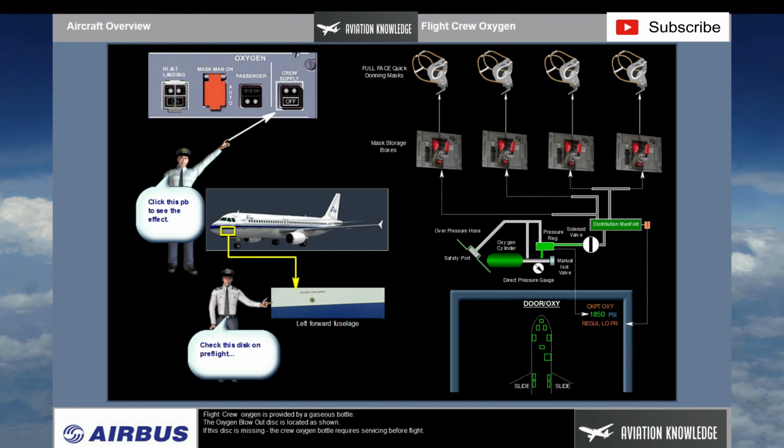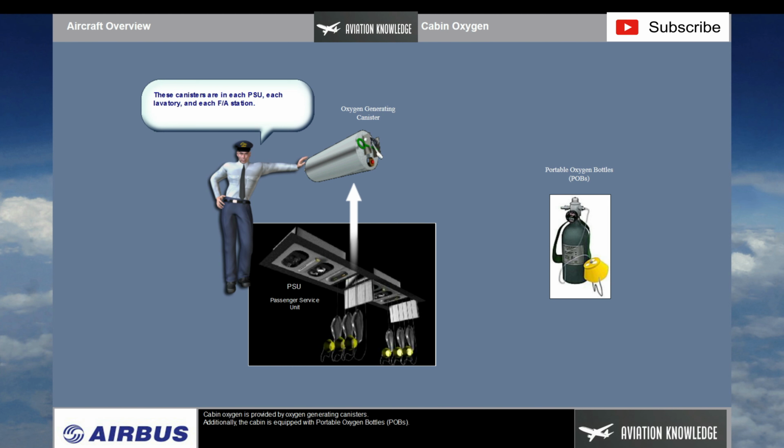Flight crew oxygen is provided by a gaseous bottle. The oxygen blowout disc is located as shown. If this disc is missing, the crew oxygen bottle requires servicing before flight. Cabin oxygen is provided by oxygen-generating canisters. Additionally, the cabin is equipped with portable oxygen bottles or POBs.